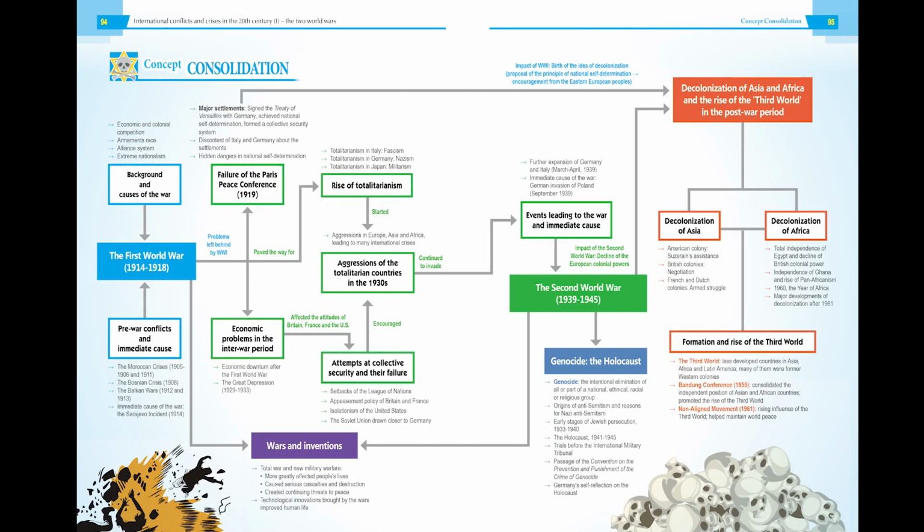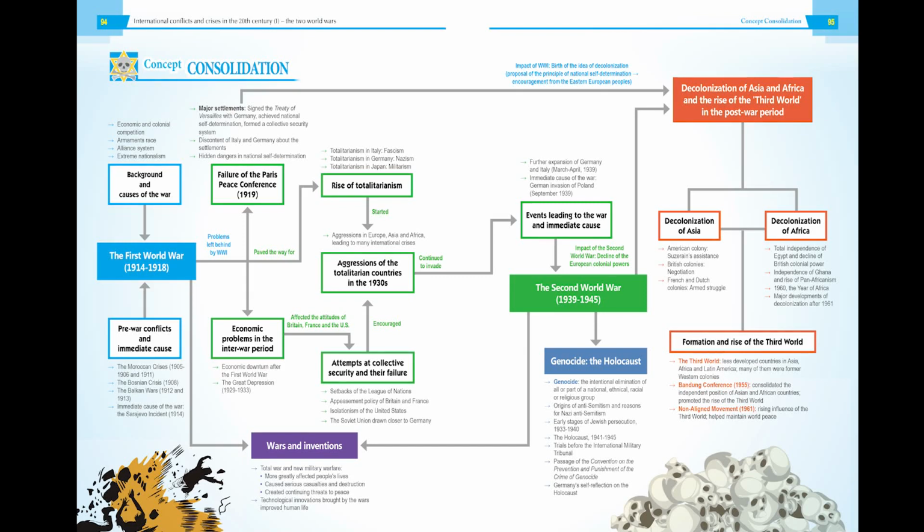Problems left behind by the First World War. Failure of the Paris Peace Conference, 1919. Major settlements: signed the Treaty of Versailles with Germany, achieved national self-determination, formed a collective security system. Discontent of Italy and Germany about the settlements. Hidden dangers in national self-determination. Economic problems in the interwar period. Economic downturn after the First World War. The Great Depression, 1929-1933.